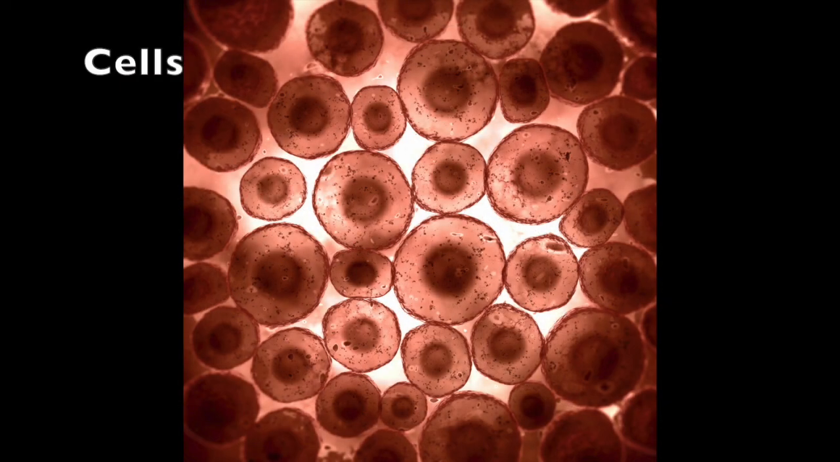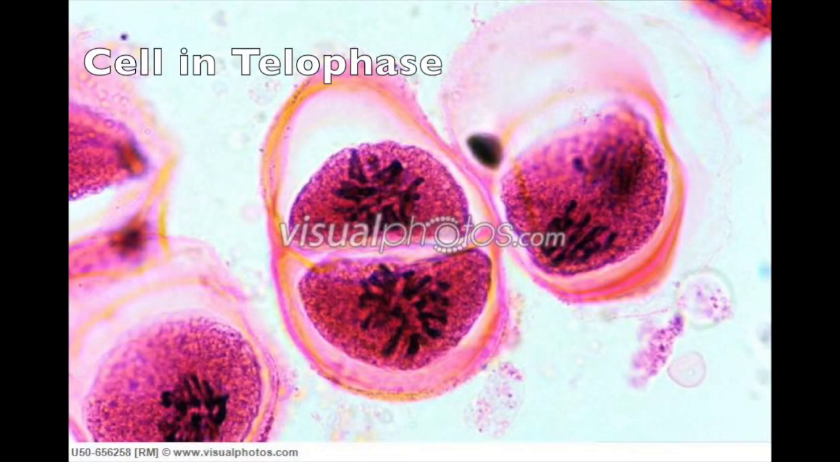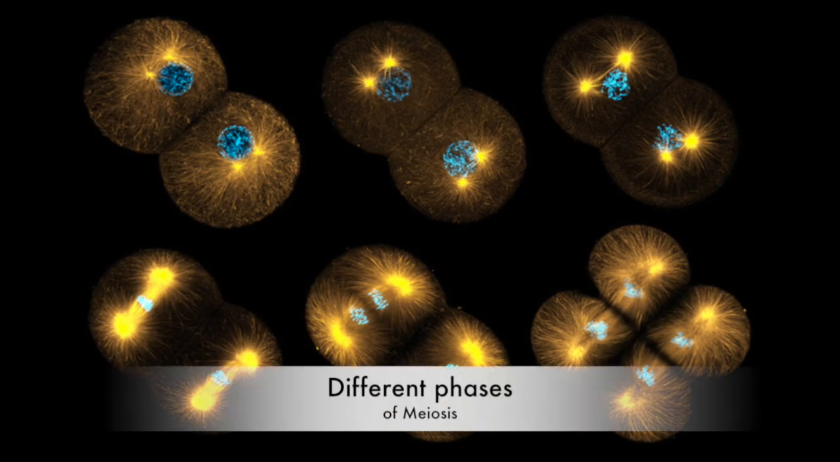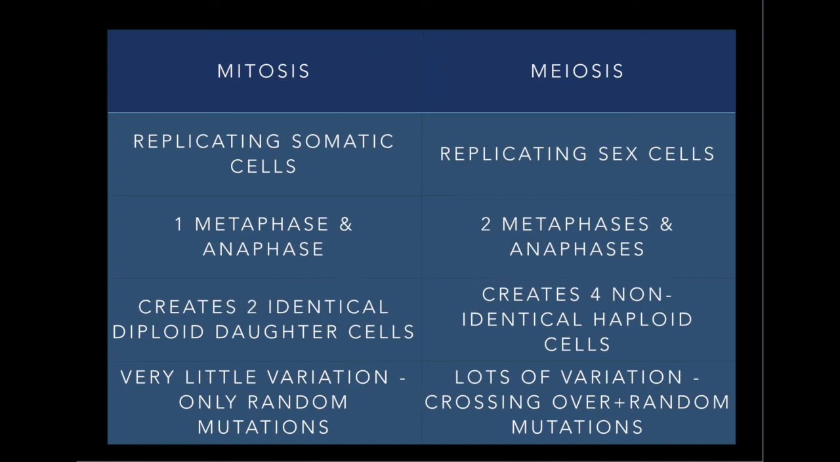The differences between mitosis and meiosis. Mitosis is the process for replicating an exact copy of a somatic cell, while meiosis is the process for the replication of sex cells. In mitosis, there is only one metaphase and one anaphase, creating two diploid daughter cells. In meiosis, there are two metaphases and two anaphases, creating four non-identical haploid cells.